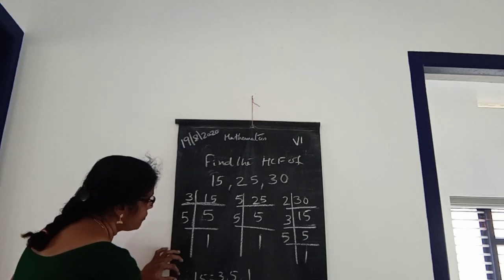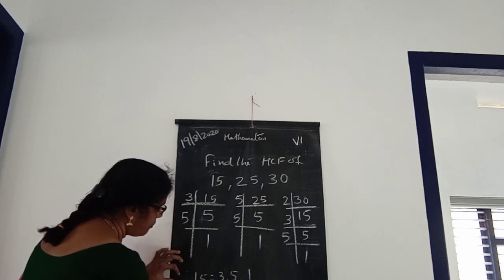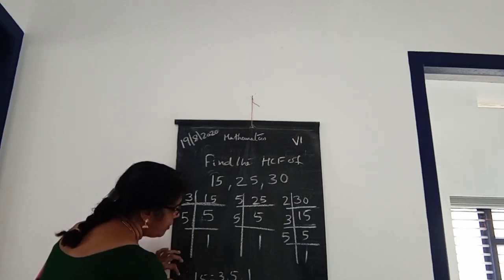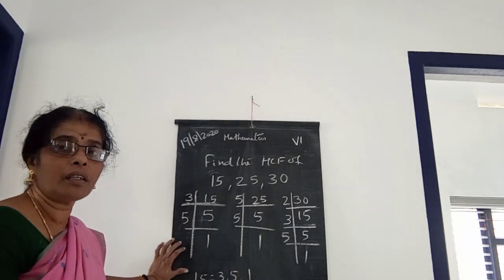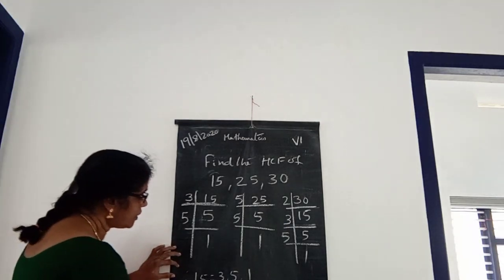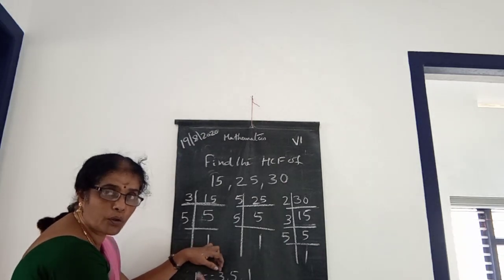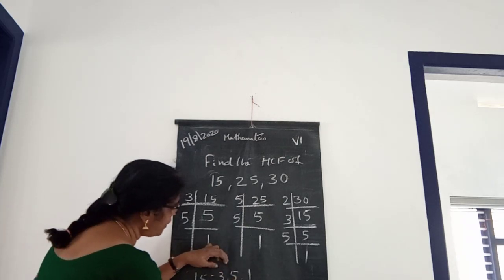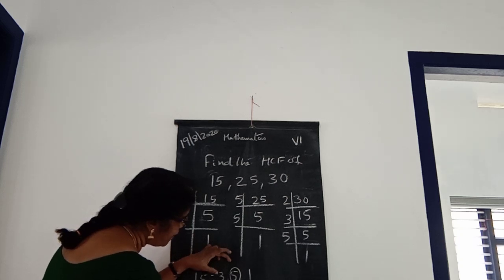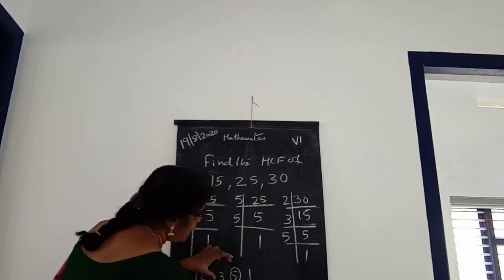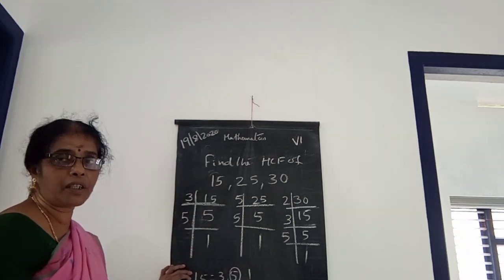And 25 is 5, 5, 1. And 30 is 2, 3, 5. These are the factors. From these factors, you can find out which are the common factors. Look here, 3 is a factor of 15, but in 25 there is no 3, so we can leave it. And 5 is here, and here also 5 is coming, and here also 5. So we can take 1, 5, and 1 here. No other factors are common, so we can leave them.